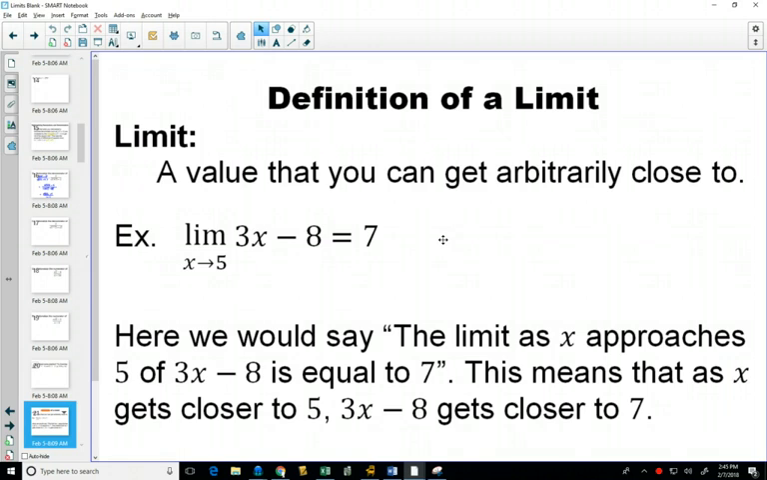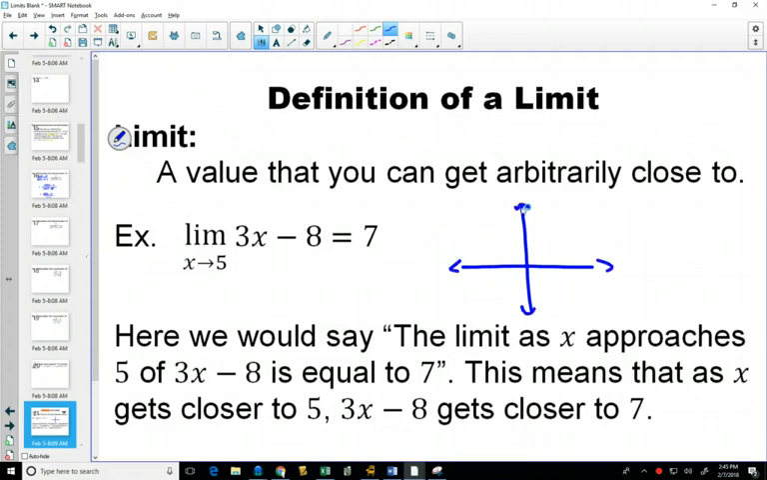So the limit as x approaches 5 of 3x minus 8 is equal to 7. And in this case, if you can plug in that value, that's going to be your limit. The idea of a limit, if I graphed 3x minus 8, well, that would have a y-intercept at minus 8 and a slope of 3. That would be a line that would look something like this. And it happens to have the point 5, 7 on it.